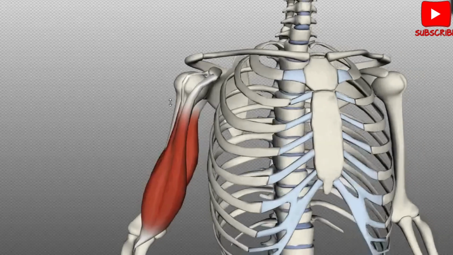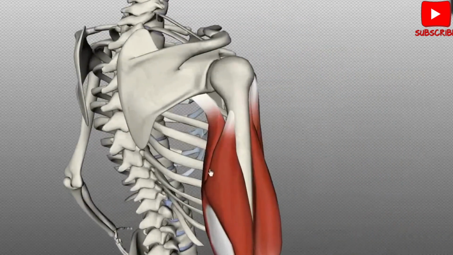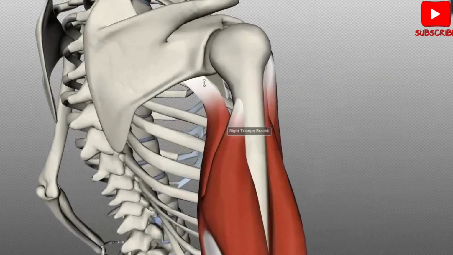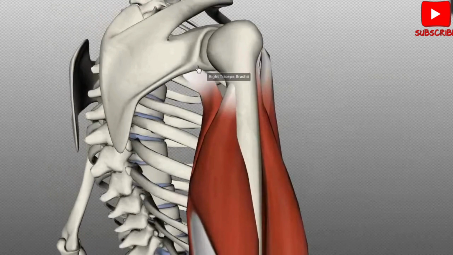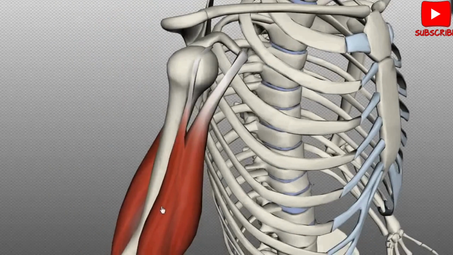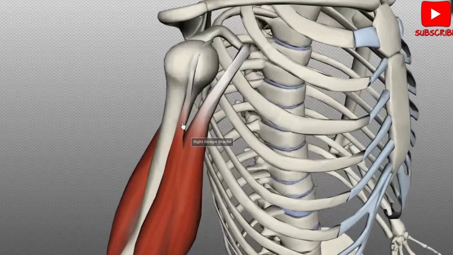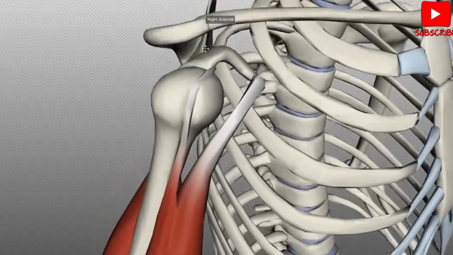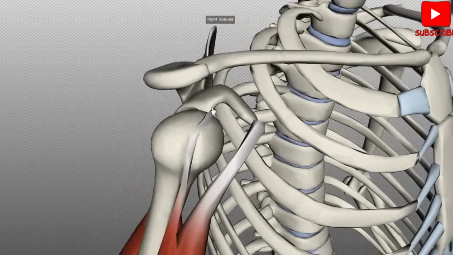I'll just switch over to this model and you can actually see that. This is the big triceps muscle, and you've got this long head of the triceps attaching to the infraglenoid tubercle. If I just rotate the model around, you can see the biceps muscle anteriorly on the upper arm, and it's got this one head, this tendon running up between the two tubercles of the humerus and inserting onto the supraglenoid tubercle.